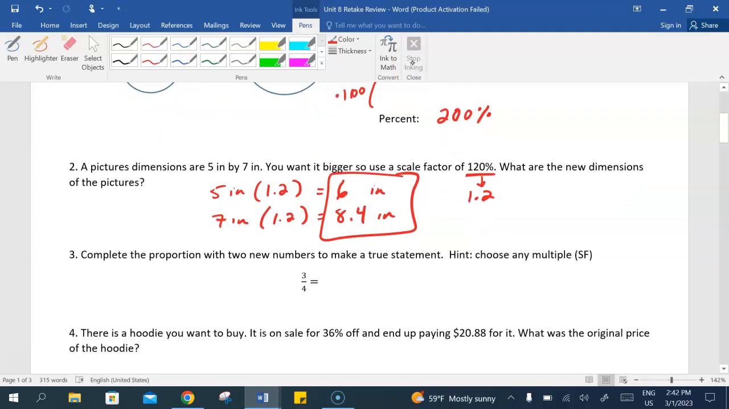For number 3, we're just getting ready for proportions. So I want you to give me a true statement of equivalent fractions. Okay, that means that I can multiply the fraction by whatever I want. Okay, so I'm going to multiply both of these by 5. That's just a random number that I picked. So my equivalent fraction would be 15 over 20. Okay, so all you're doing is choosing your own scale factor. Like I am enlarging everything by 5, or I can pick a scale factor that's less than 1, which means that my numbers would be smaller than 3 over 4.